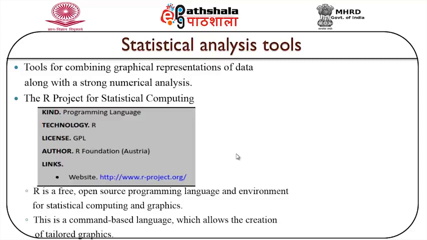The next type of tools are the statistical analysis tools. These tools are used for combining the graphical representation of data along with a strong numerical analysis. The R project for statistical computing is one such statistical analysis tool. R is a free open source programming language and environment for statistical computing and graphics.